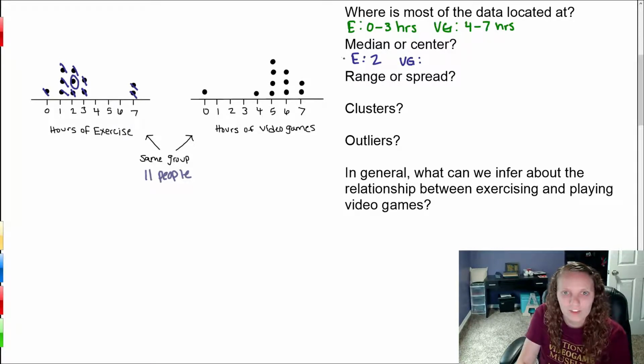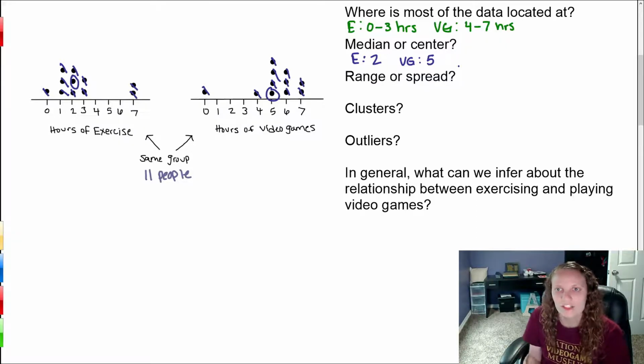Let's look at video games. So first, last, back and forth until we find the very middle dot. And the median here would be above the 5. So the median for exercise is 2. The median for video games is 5.